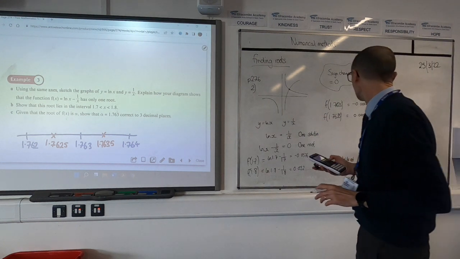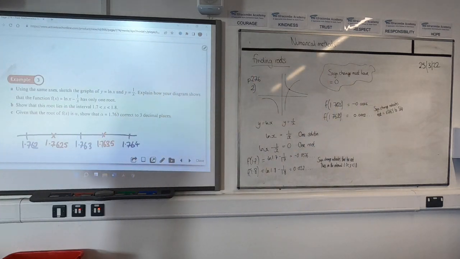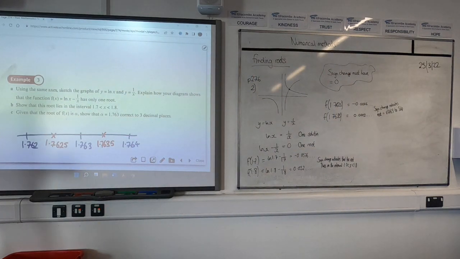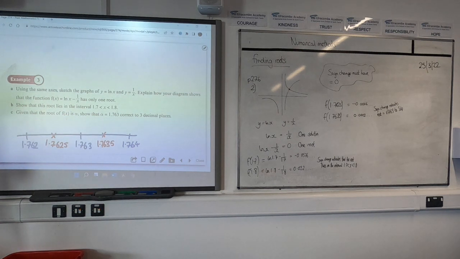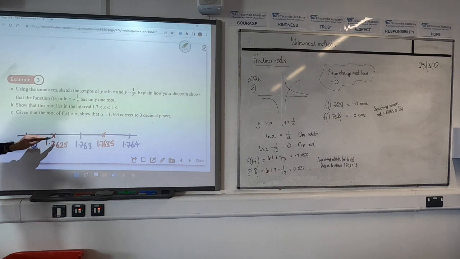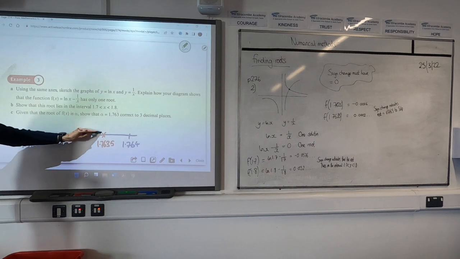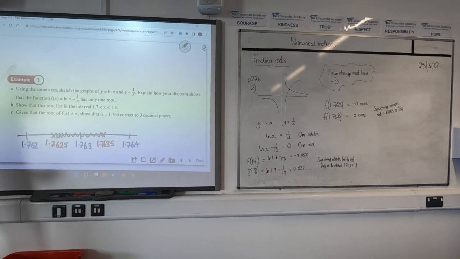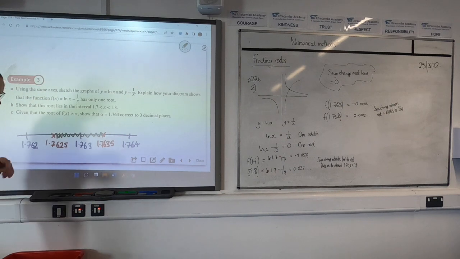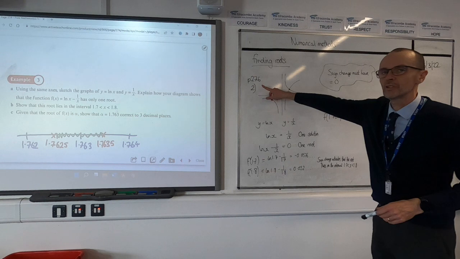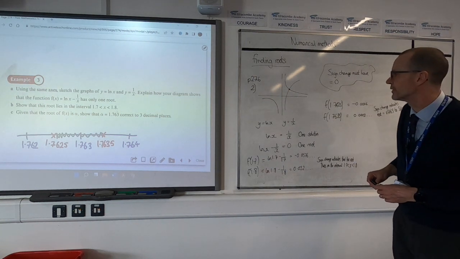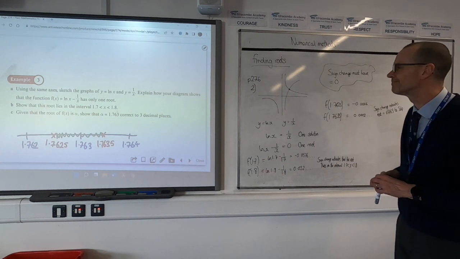So the fact that there is a sign change between those two values means that the actual value of this root, they're calling it alpha, but don't be confused by that, is somewhere in this interval. And every value in that interval, if I rounded it to three decimal places, would be 1.763. So that's the answer to three decimal places. Just one to try, page 276, question 2.